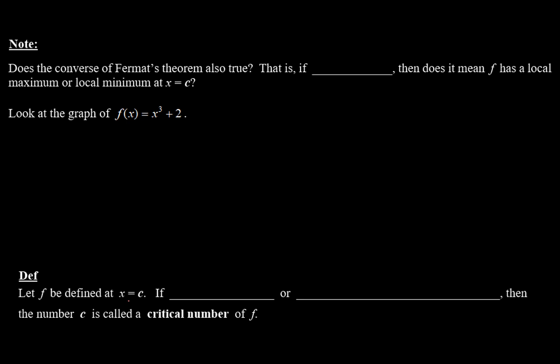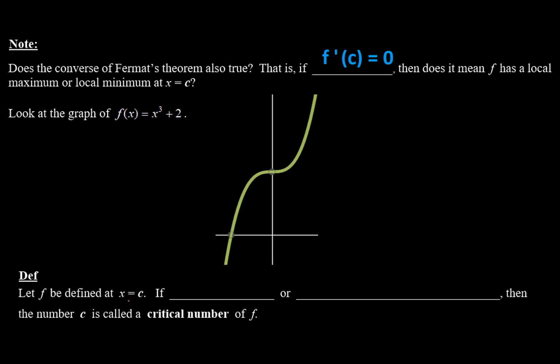So let's look at the converse of Fermat's theorem. Is it also true? If you have a critical number, does it mean that f has a local maximum or local minimum at c? Well, this is a big nope. Let's just look at the example of a graph of x cubed plus 2.